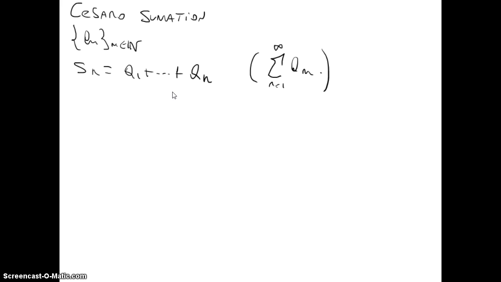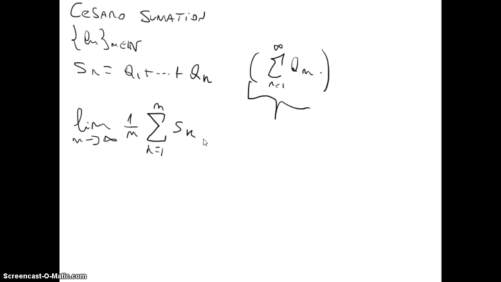So then we will consider this series to be Cesaro summable if this limit exists, and it gives a number A. One can prove that any convergent series is Cesaro summable and the sum gives the same number.